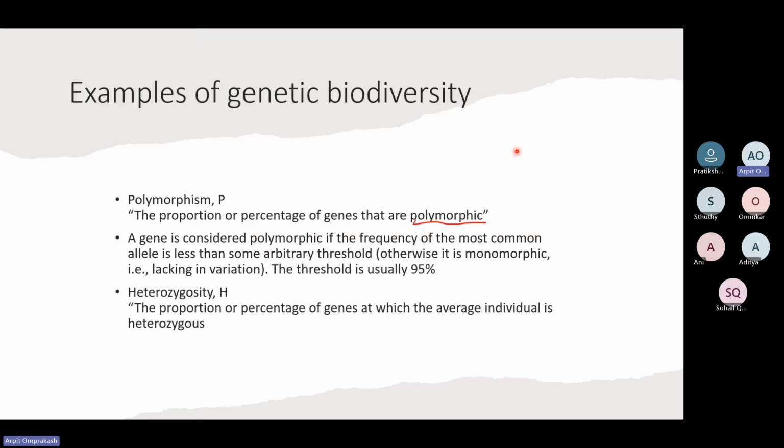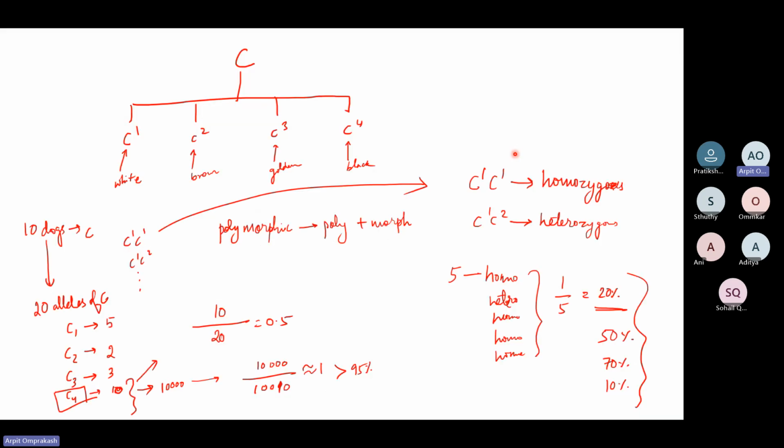Next, we talked about polymorphism, which is basically the proportion or percentage of genes that are polymorphic. A gene is considered polymorphic if the frequency of the most common allele is less than 95%. Right. If it's more than 95%, then it's considered to be monomorphic, which has one form. But if it has more than one form, it is considered polymorphic. Heterozygosity is basically the proportion of genes at which the average individual is heterozygous. We learned about how we make these calculations.